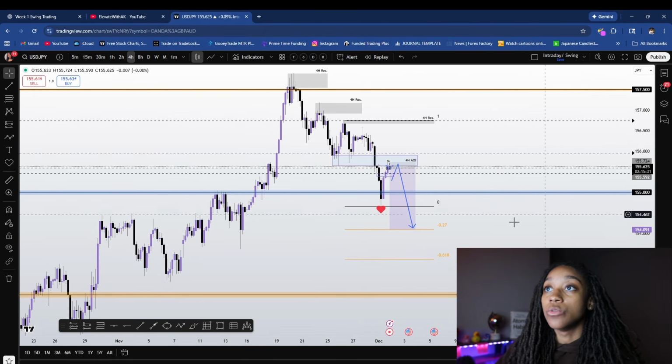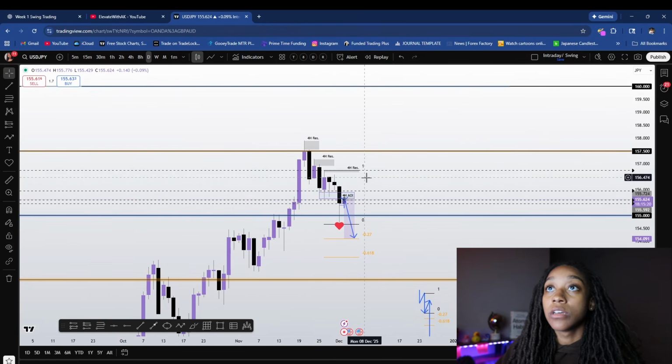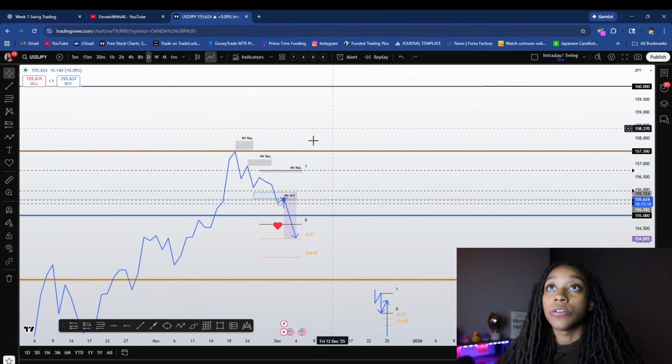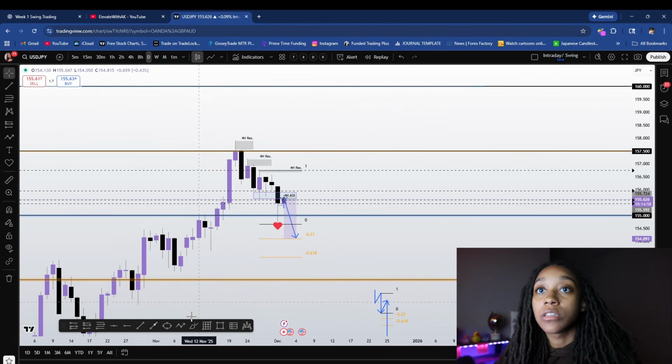Do I expect it to get to the 61? Let's see what the daily's looking like. My daily is also looking bearish, right? So, lower high. But we do have this swing point right here on the daily, so it's something to keep in mind as we get down here. So as we get lower, it gets a little riskier. We don't know if price is going to respect this daily level or not.